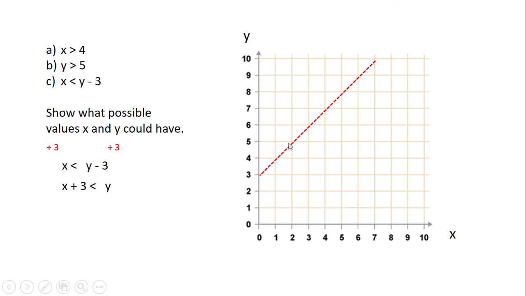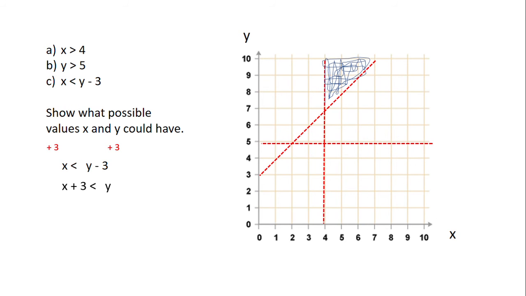Y equals x plus 3, a gradient of 1, a y-intercept of 3. That's this line here. We want y to be greater than x plus 3, so we want a region above this line. We want x to be greater than 4, and we want y to be greater than 5. Now this is a little bit different. It's not the triangle we're looking at here. Can you see? Try and figure out where that region is going to be. Pause the video and try and figure that out.